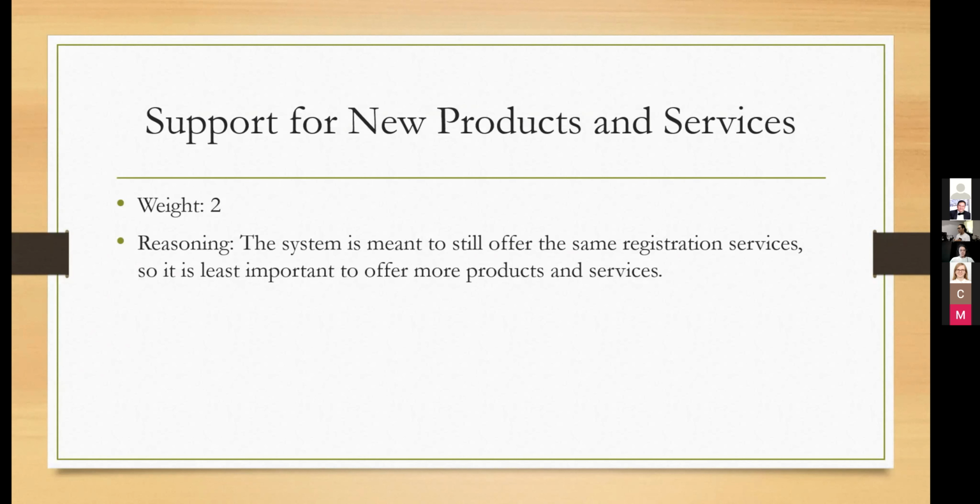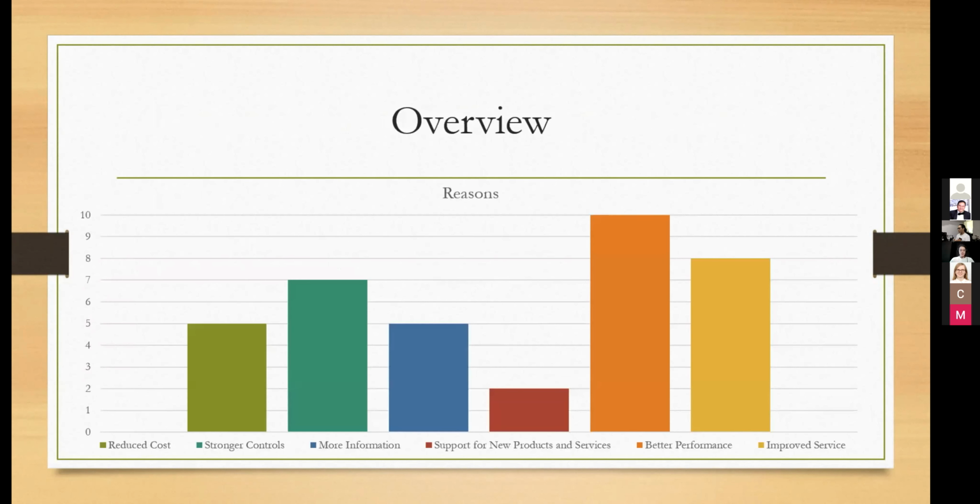And in the next slide, we can see an overview of all our weights. Here you can see better performance was our most important with a weight of 10. After that comes the improved service and then the stronger controls, followed by reduced cost and more information with a weight of 5. And the red one, just a weight of 2. So support for new products and services.